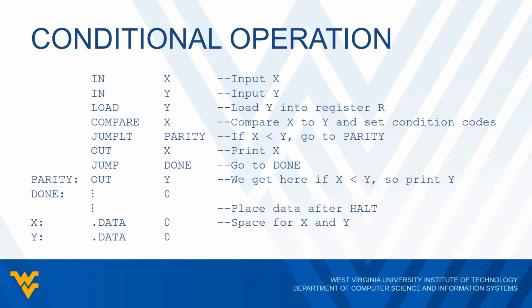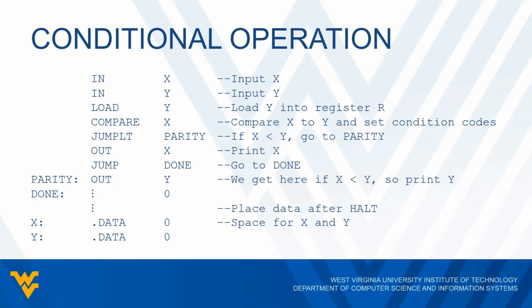Now let's take a look at how this conditional operation can be translated in assembly language. We see at the bottom that we have data stored for x and y, initially 0, and then we go all the way up to the top and we basically follow the same algorithm. This instruction simply means input. So we're going to input x and we're going to input y. And then we're going to do a load y instruction, which means we're going to load y into register R. And then we're going to do our compare operation and compare x to the value in our register. As we talked about before, this will set the condition codes, the GT, the EQ, and the LT codes. Then we're going to do a jump LT parity.